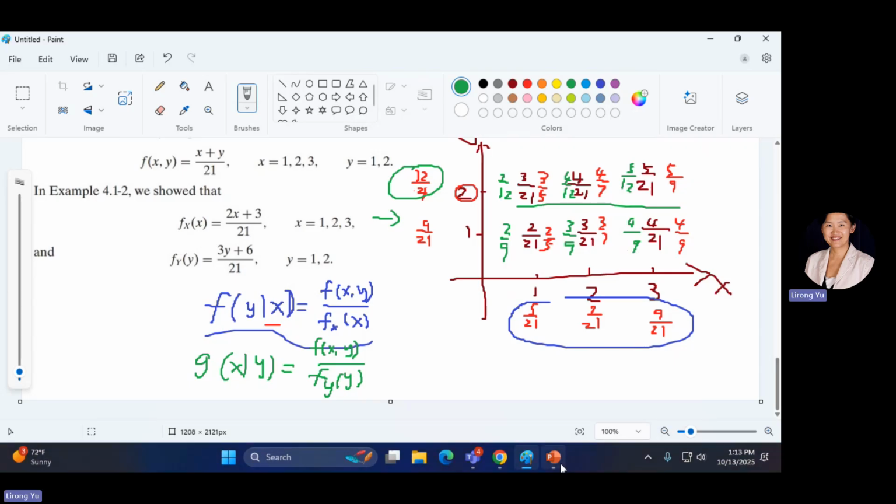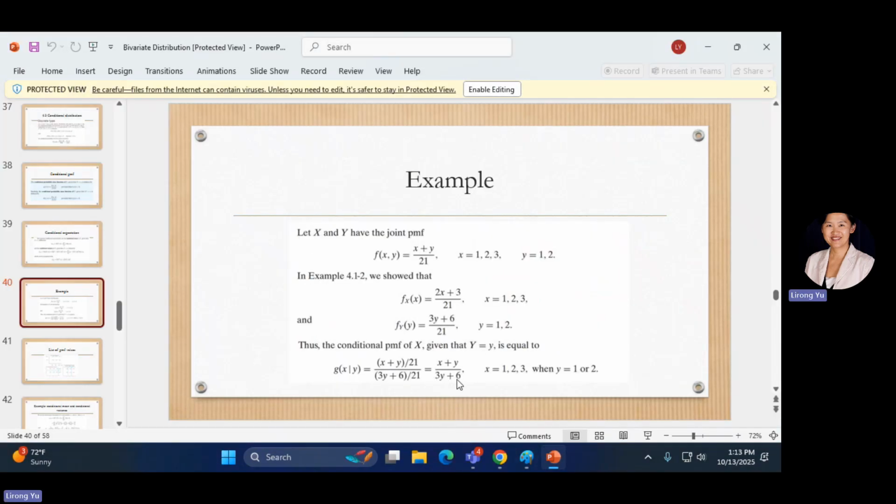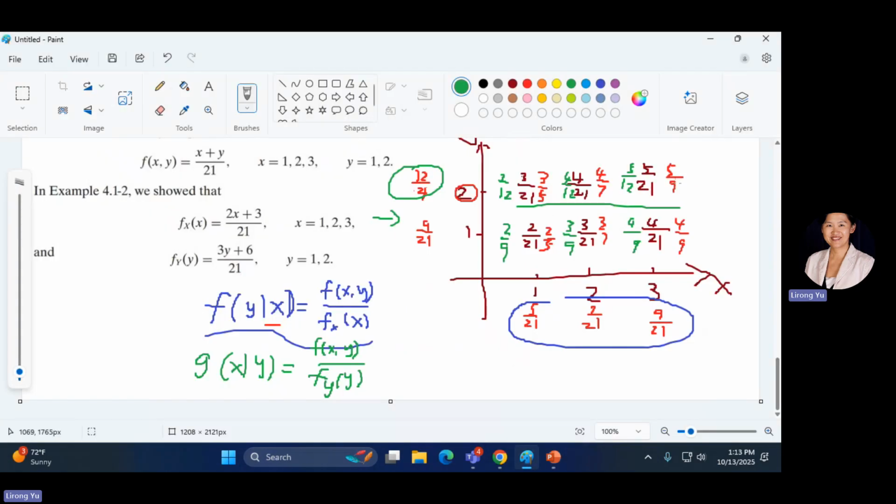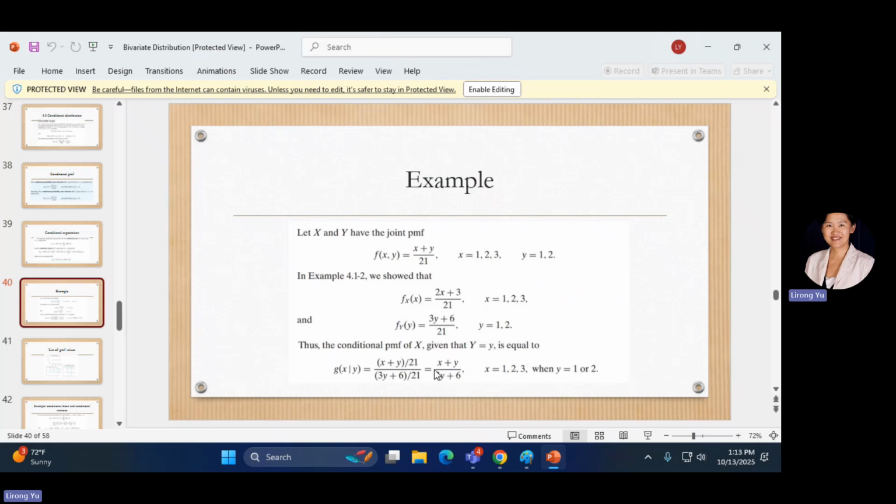And I kind of agree with this formula. It goes 3y plus 6, x plus y in the numerator. So the numerator stays the same. The numerator was like the top one, 3, 4, 5, and then 2, 3, 4. The numerator stays the same. The denominator changes to the corresponding numerator on this, right? And then that's what happened.